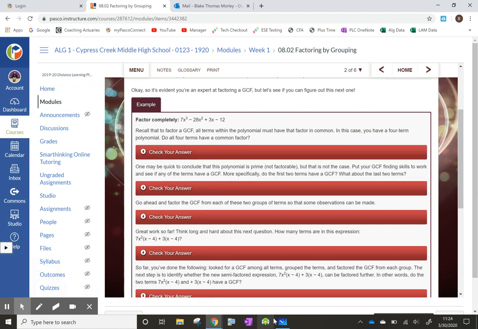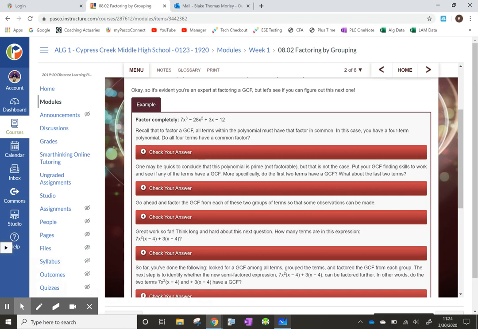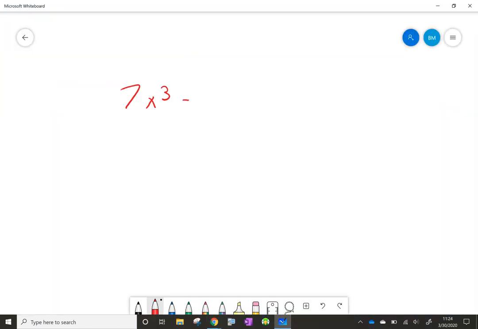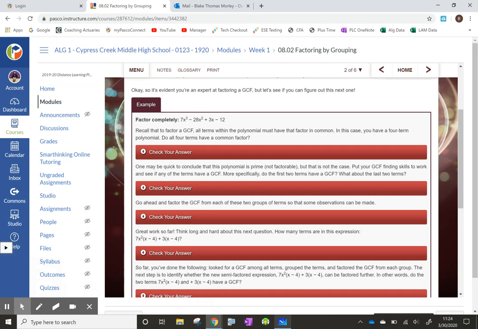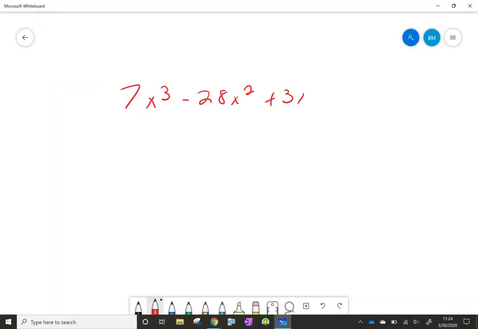So let's go to my whiteboard and let's work on this problem together, right? 7x to the third minus 28x squared plus 3x minus 12.